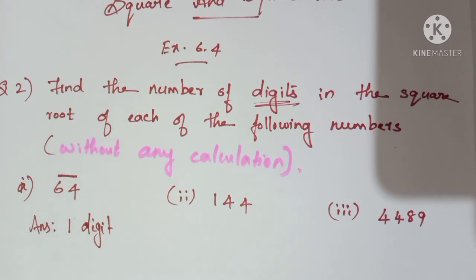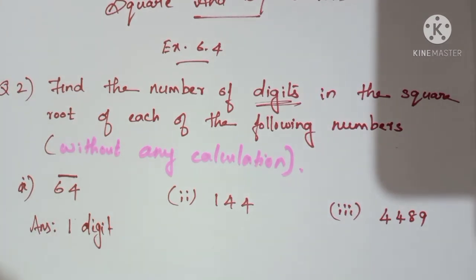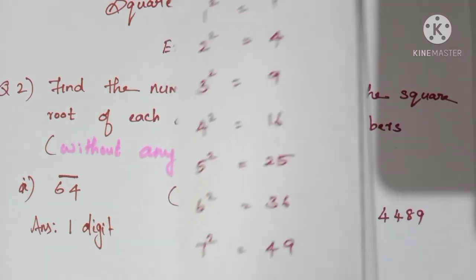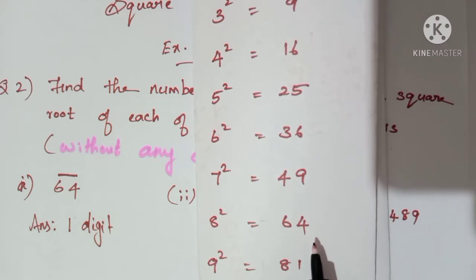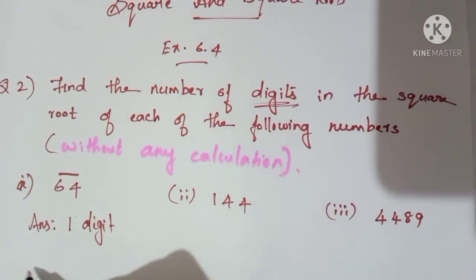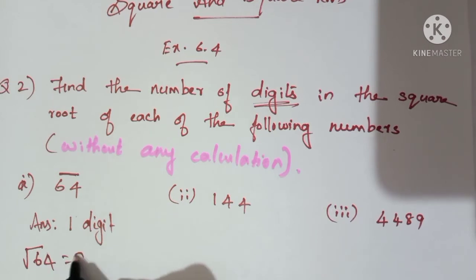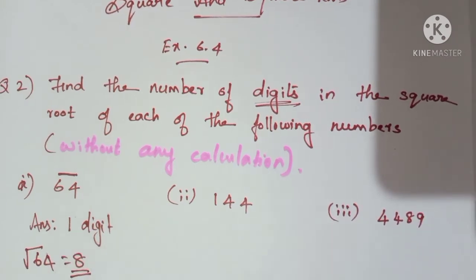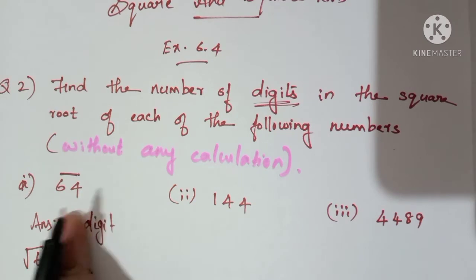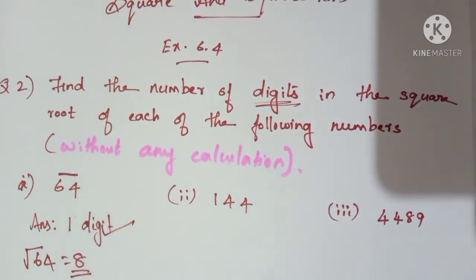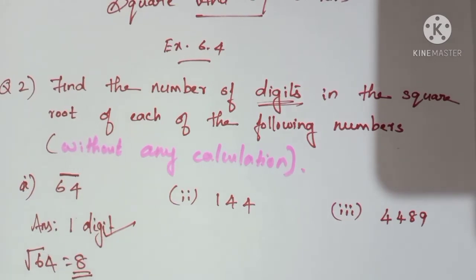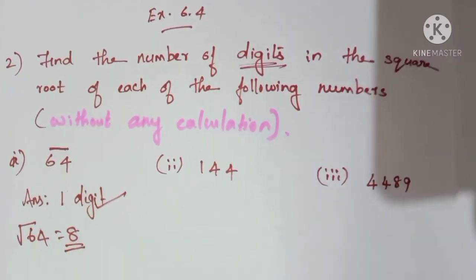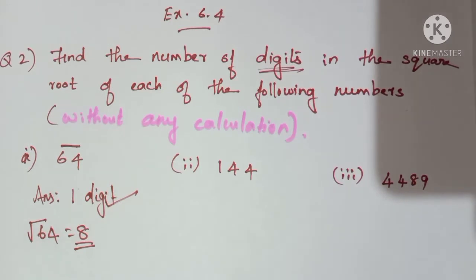For 64 you know the square root, right? 64 is easy, we can find it by squaring. Look here, 8 square, 8 8s are 64. So the square root of 64 is 8. So only one digit, right? This term you don't need to write, you can write only the answer. This part only you can write. This step I have written for your understanding. Is it clear, children? Now you have to say the answer.